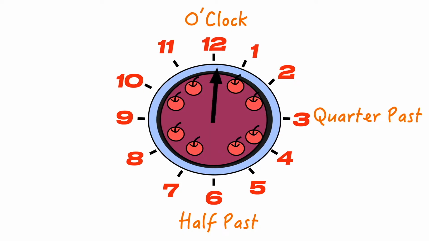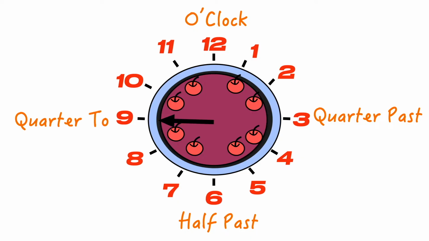Now we're going to have a look at what happens when our minute hand moves in a clockwise direction around to the 3. Now we can think of this as moving around a quarter of the clock. It's moved 1/4 of the clock, and it's on the past side of our clock. So when the minute hand is pointing to the 3, we can now call that quarter past the hour, because the minute hand has moved a quarter of the way around the clock.